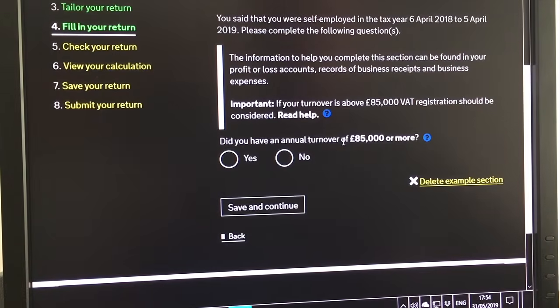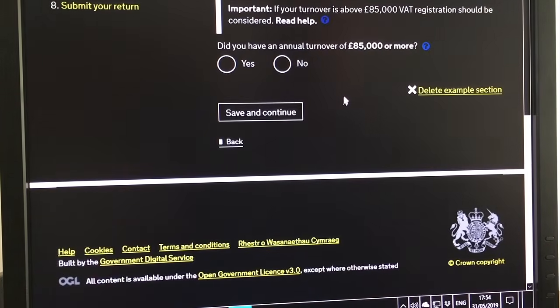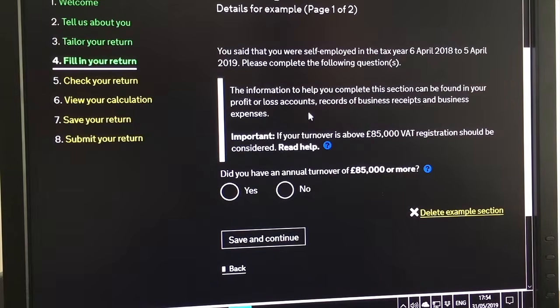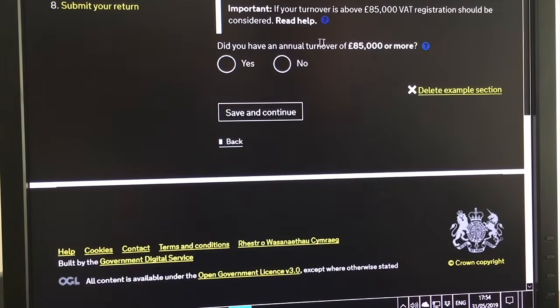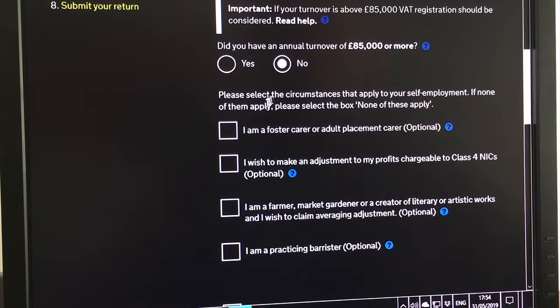It just means it will want you to put in information of your individual expenses. For example, if you paid rent, motor expenses, general rates, printing, postage, stationery, all that, you will hopefully have that information anyway. It's just because if your turnover is under 85,000, you don't need to list them all. You can do it in one block, which is what I'm going to say. So no, I didn't.